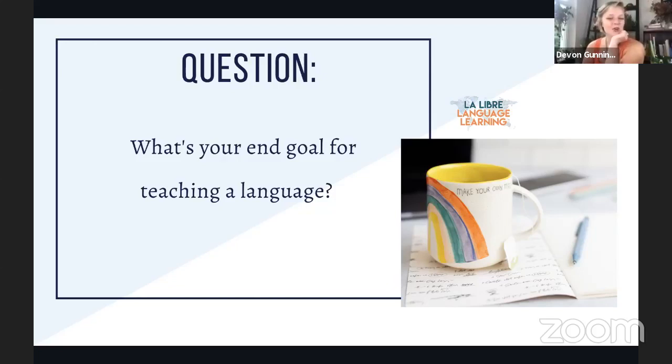What is your end goal for teaching a language? You're a very capable teacher. You honestly probably could have taught a bunch of different subjects. What drew you to teaching a language?